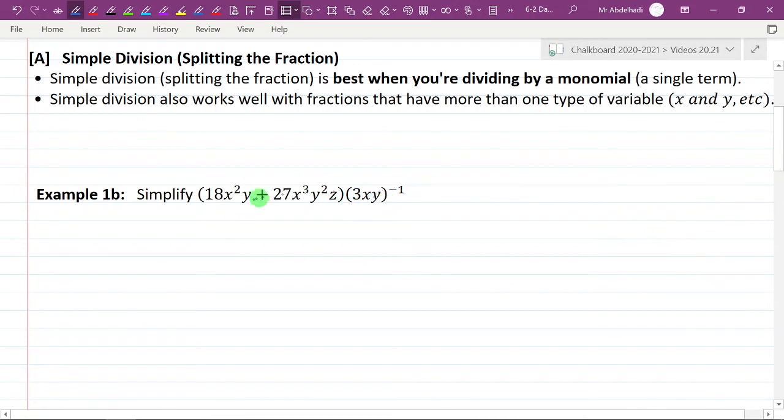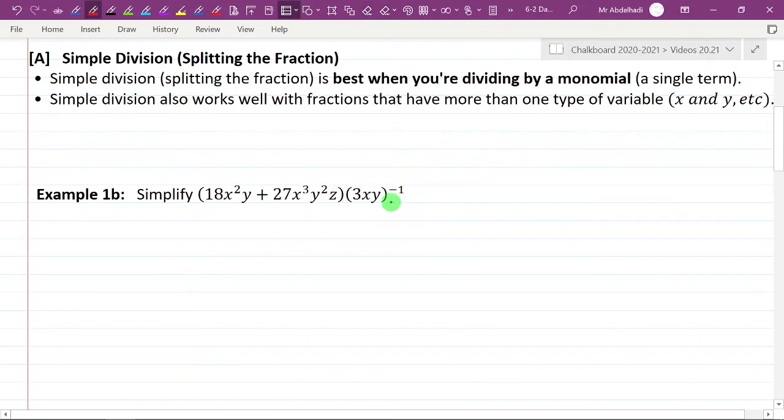Now this may not look like division to you, like it looks like multiplication because they're next to each other instead of on top of each other. But notice this little thing they have here. There's a -1 power here. A -1 power means flip. So this is just a division problem in disguise. Not a problem, we can deal with it.